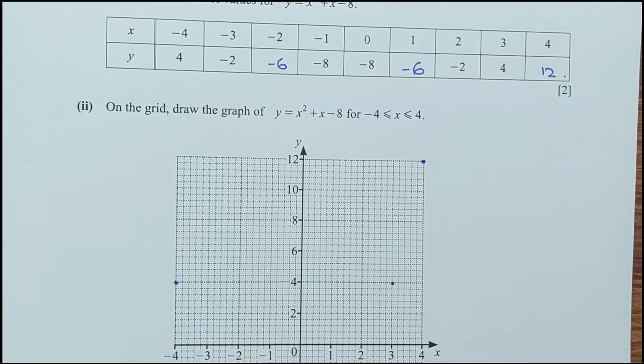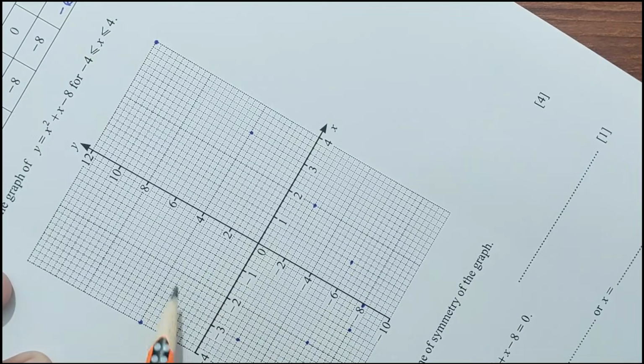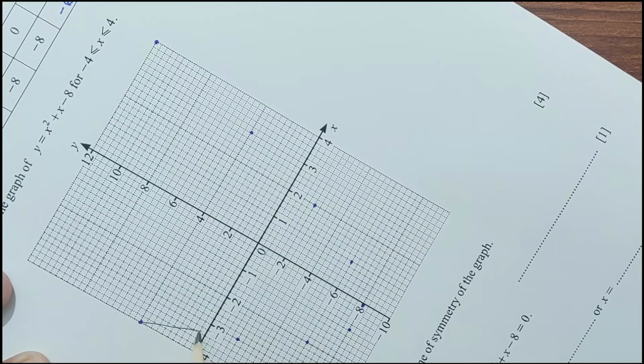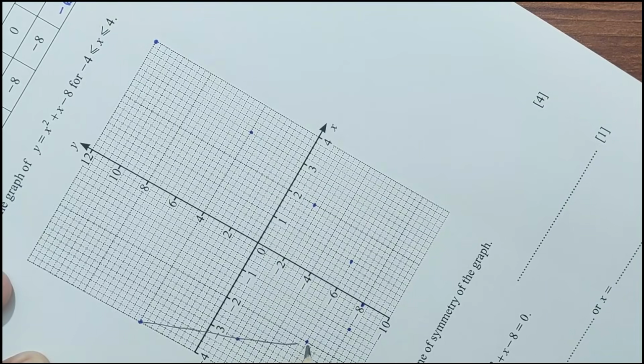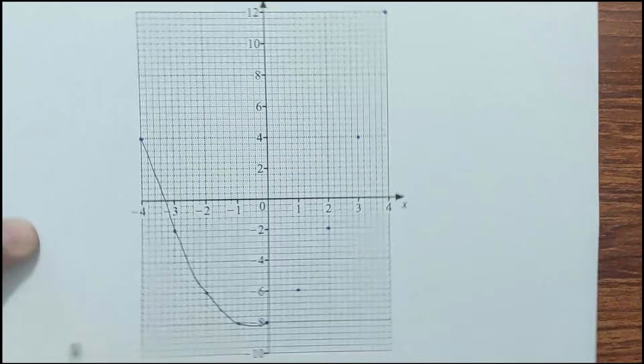Let me connect all the points to get the graph. Make sure your curve passes through each and every point.